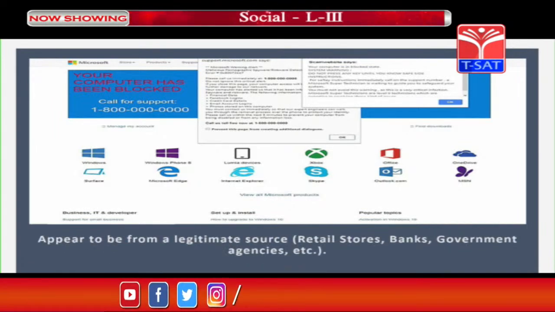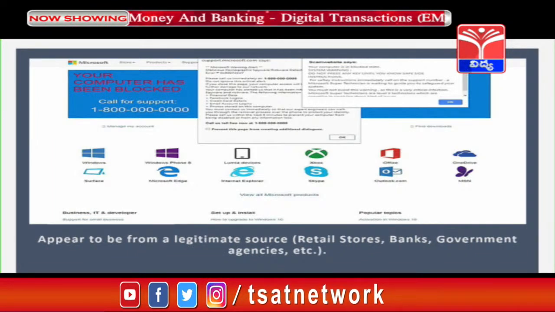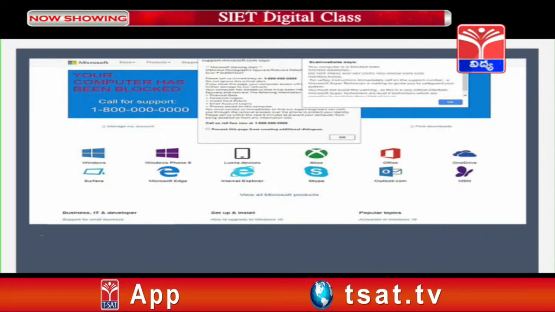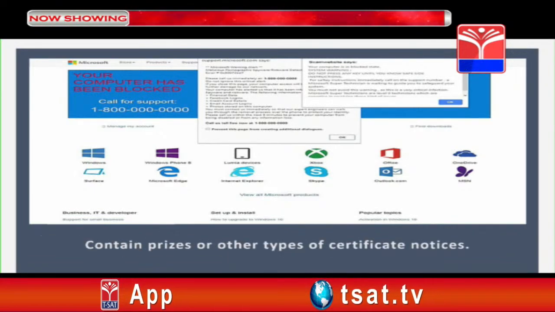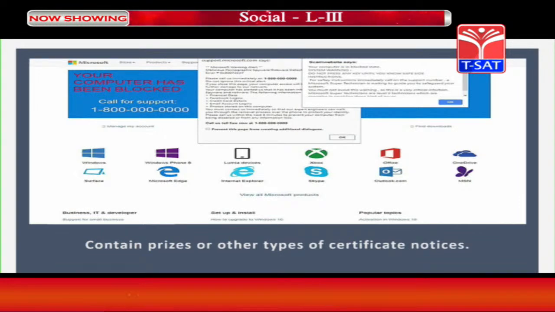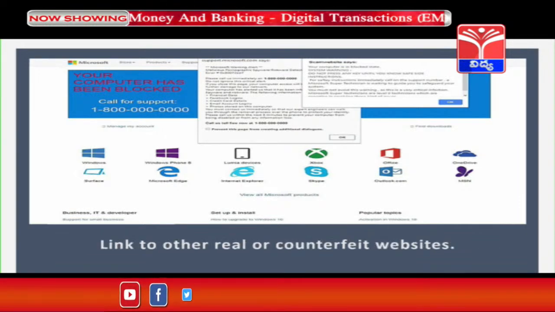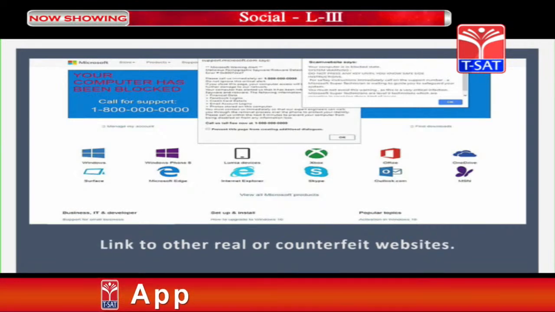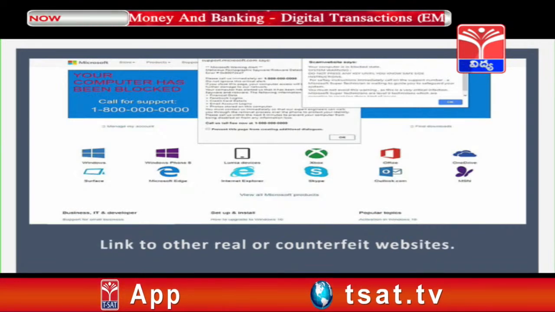And while doing it, you find that these are very legitimate. That means it is very legal. That can be the website of some retail stores, some banks, some government agencies, etc. And it will be containing some prizes and some types of certificate notices. And they will be linked to some other real or counterfeit websites. So children, whenever you find some websites like this popping up while browsing the net, do not do so.